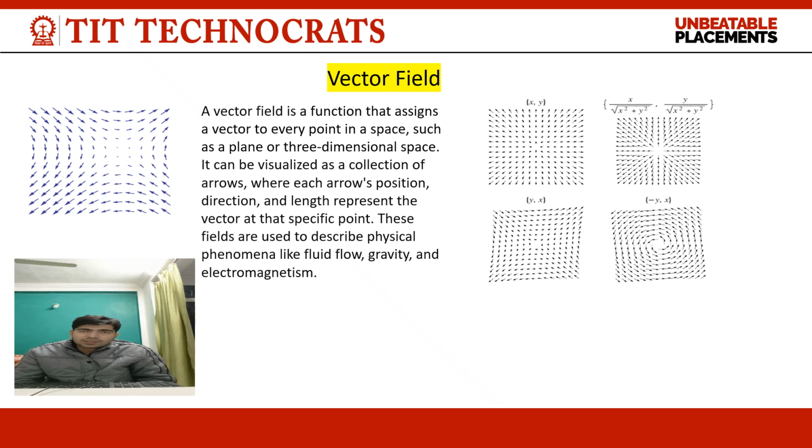In your slides, you can see two diagrams. The first one shows arrows pointed in some direction, collectively seen as a square. In the second diagram you have a graph of equations, which is x upon x squared plus y squared, y upon x squared plus y squared. If it is plotted at each and every point, you see a different direction.